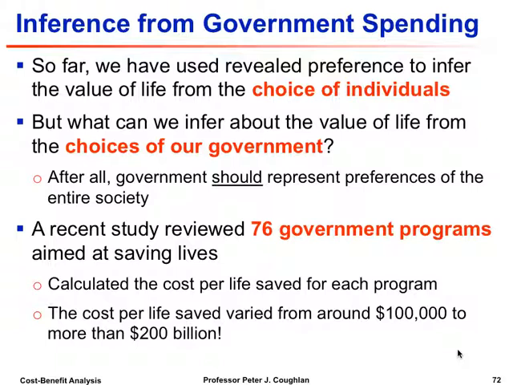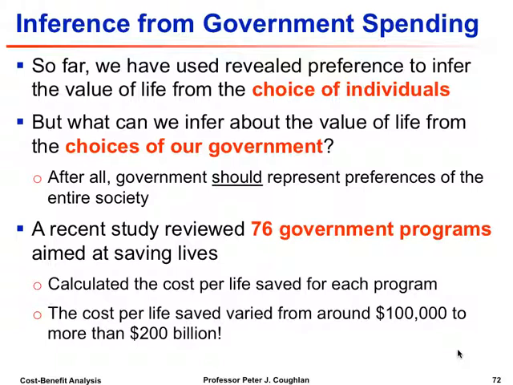Now, one thing, of course, what about inferences from government spending? So far, we have used revealed preference to infer the value of life from the choices of individuals. What about government choices? What are the choices of our government in terms of what they spend on? Because presumably, the government should represent the preferences of the entire society. So what does government think a life is worth?